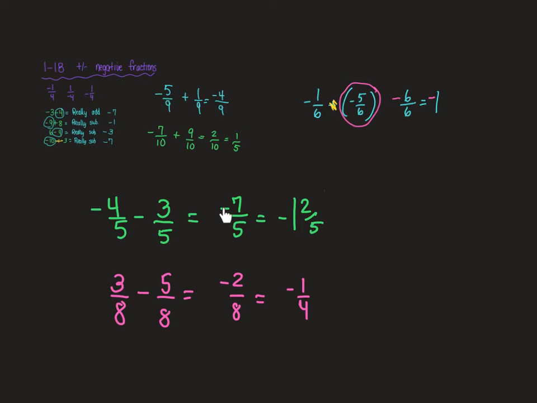Remember, it can go top, bottom, or middle. Uh-oh, it's improper, so I have to change it to a mixed number. 5 goes into 7 once with 2 left over. Since it was negative, it's still negative. The negative doesn't go away. Down here in pink, 3 minus 5 is negative 2. And then I need to simplify. And so since it was negative here, it'll be negative here. And then I simplify like normal.